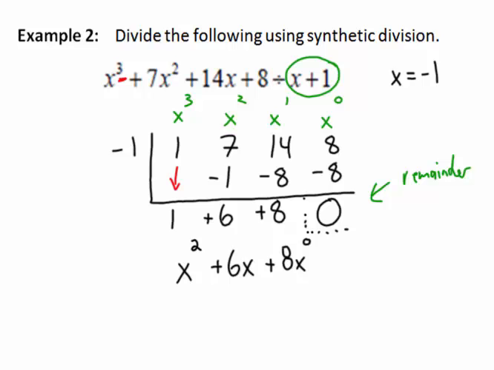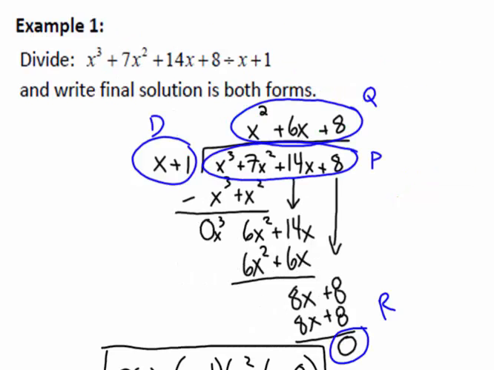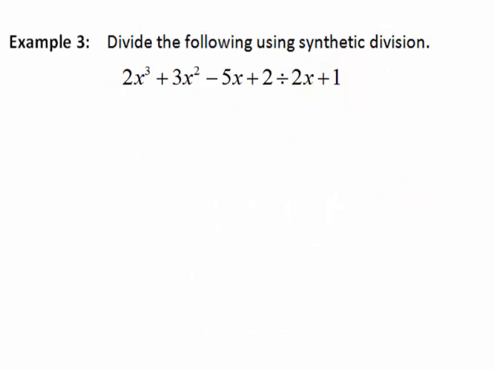And notice that this solution, this quotient, probably better to write it as x squared plus 6x plus 8, is the exact same quotient that we got when we did the long division. So synthetic division is a faster way to get to a quotient, and also a faster way to get to a remainder. Let's try another one.